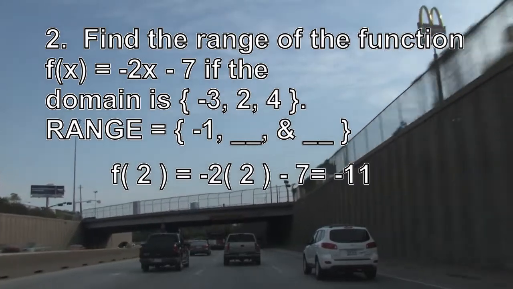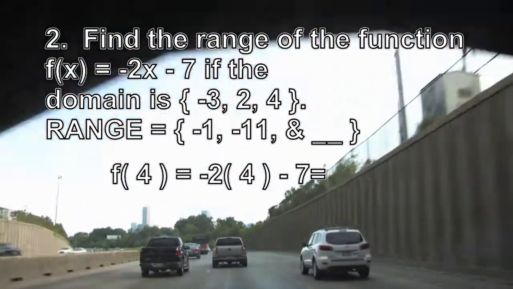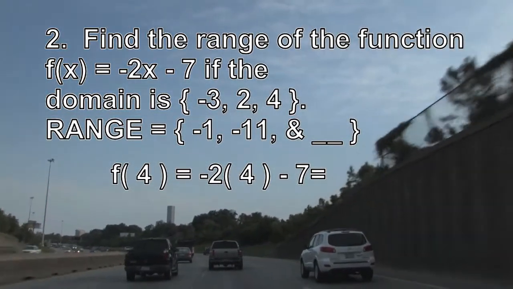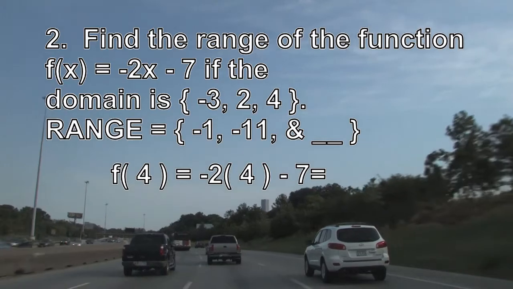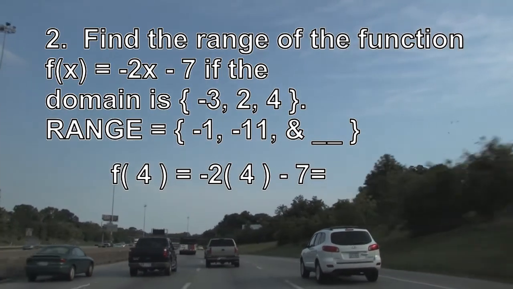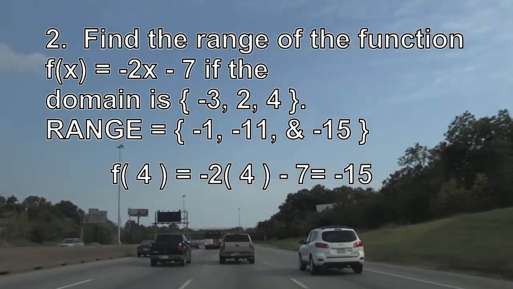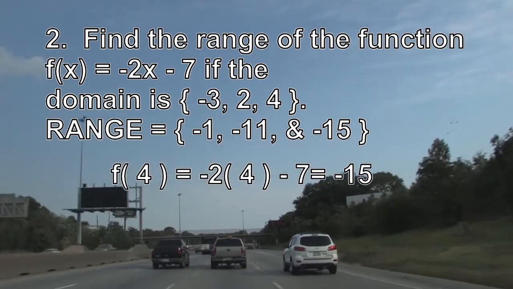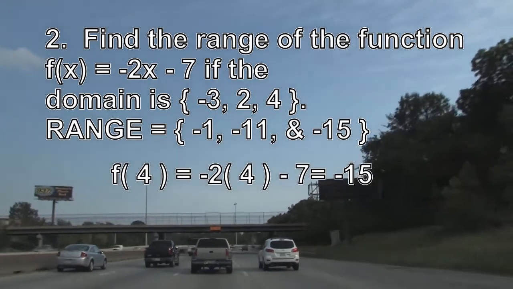Now let's find our last input value, which would be the 4. F of 4 would be negative 2 times 4 minus 7. Punch that into your calculator. Negative 2 times 4 minus 7 would be negative 15. That means our range values would be negative 1, negative 11, and negative 15.